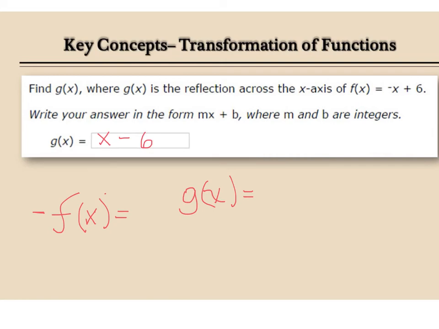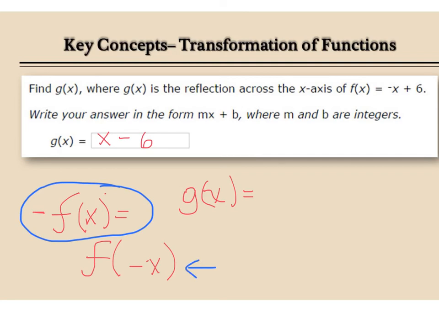If I were doing this across the y-axis, when it looks like this, then all I would have done was change the sign of the x and not the 6. But because this is the way it looks, I have to take the opposite of the function, to change the sign of everything in the function. This one says I just take the opposite of the x value.